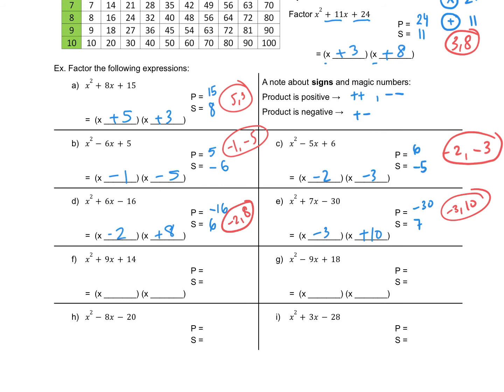Next, x squared plus 9x plus 14. Your product should be the 14 and your sum should be the 9. So again, why don't you pause your video, try to find the magic numbers, then come back.